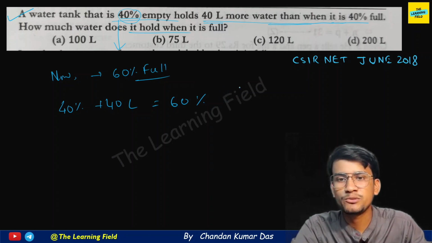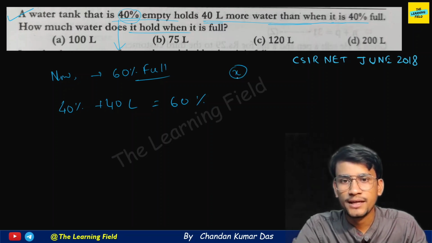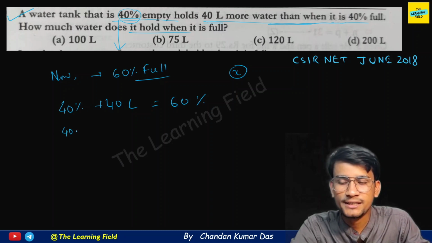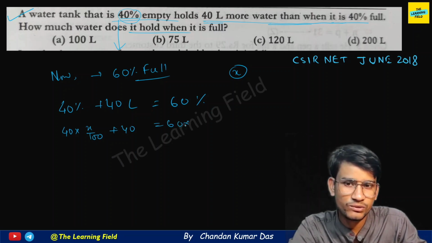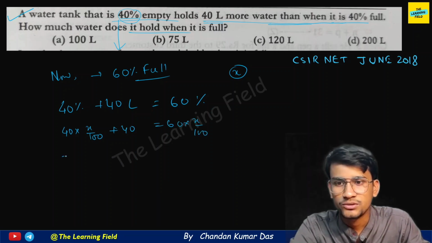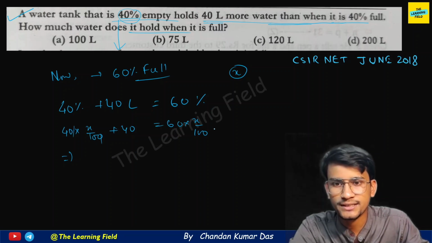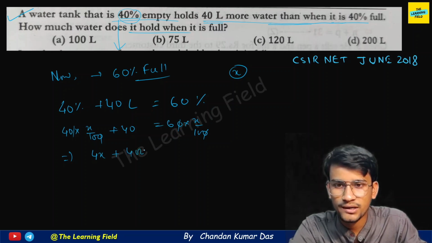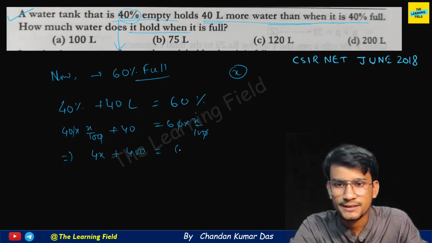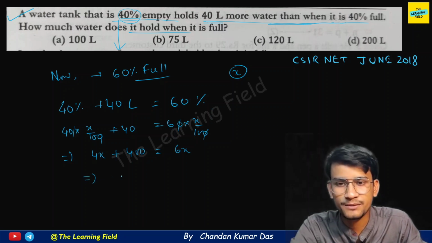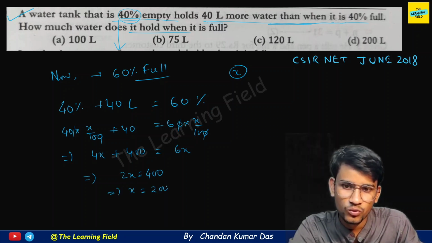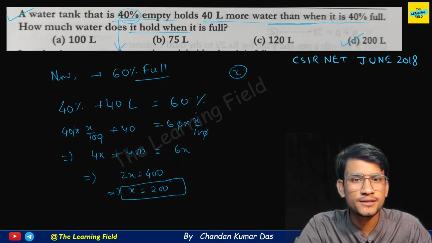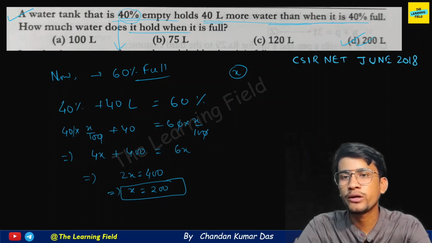So if we take the total as x, then 40 into x by 100 plus 40 is equal to 60 into x by 100. The zeros cancel out, so 4x plus 400 is equal to 6x. So this gives 2x equal to 400, and this gives x equal to 200. So 200 liters is the full capacity of the water tank. Okay, now going to the next problem.